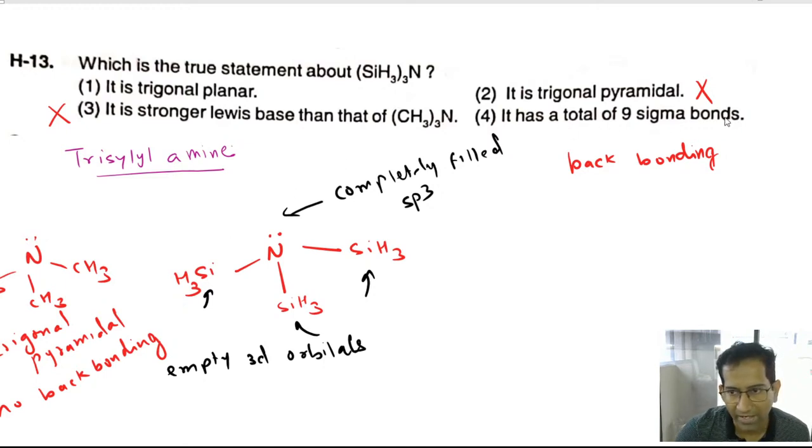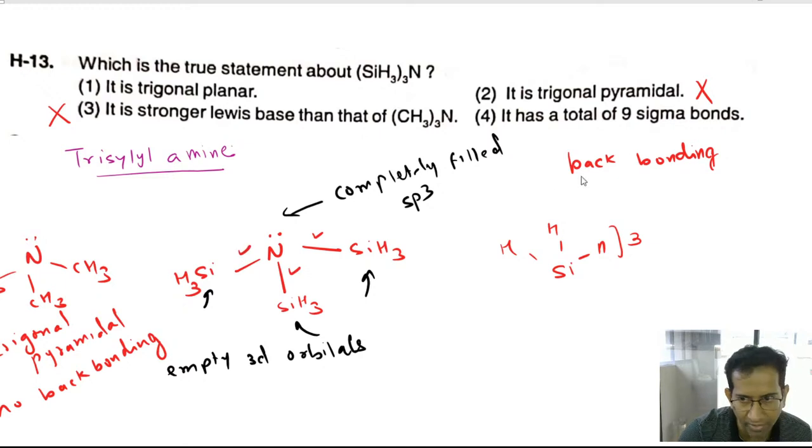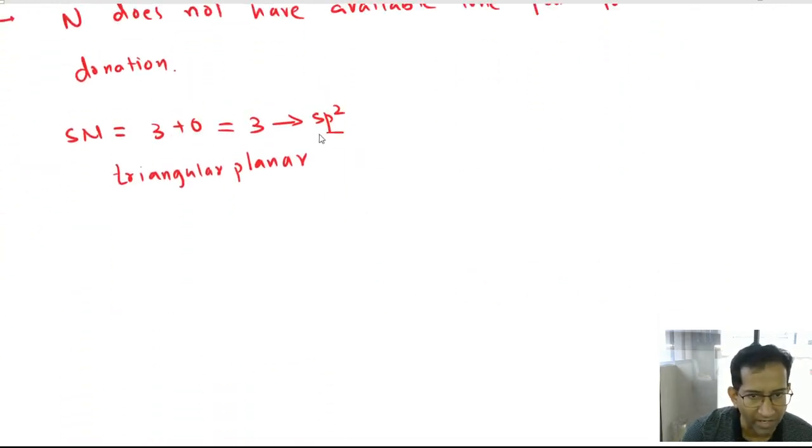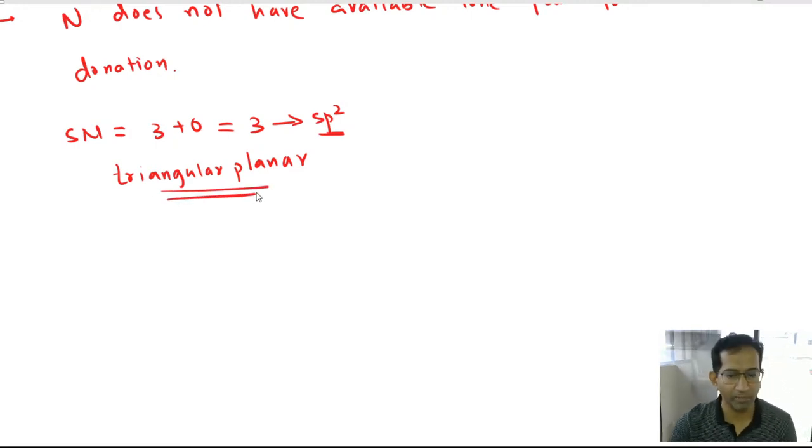It has a total of 9 sigma bonds. It is also wrong. Why? Because SiH3 is Si-H, H, H. So these itself have 3 sigma bonds, 3 sigma bonds, 3 total 9 sigma bonds, 10, 11, 12. So actually it has 12 sigma bonds. So this is also wrong. And it is trigonal planar, actually triangular planar should be the word. So the answer is this, because it has assumed sp2 hybridization. So it has turned to triangular planar geometry.